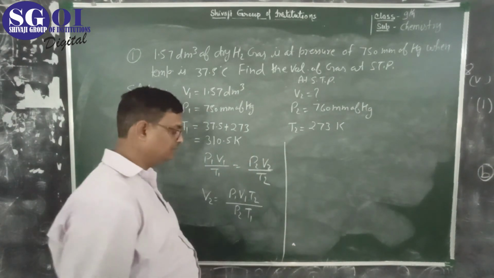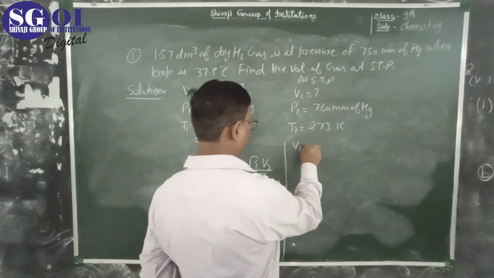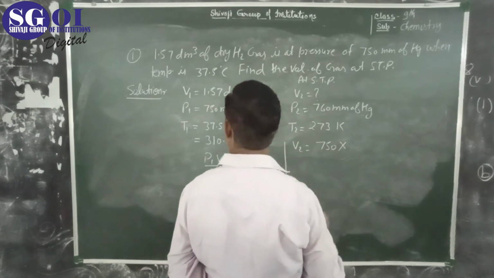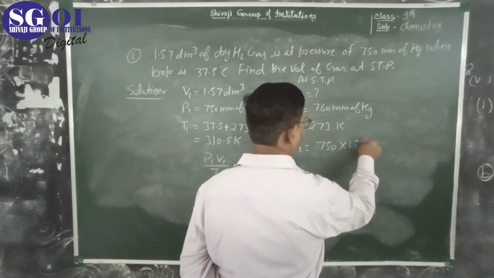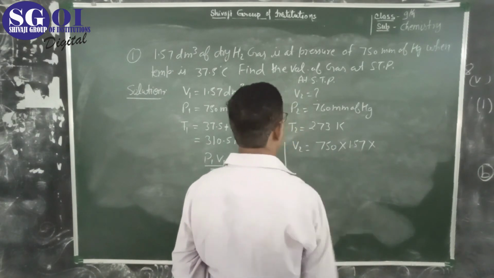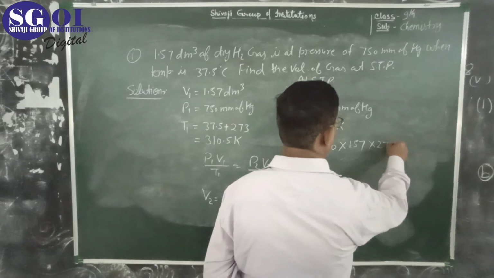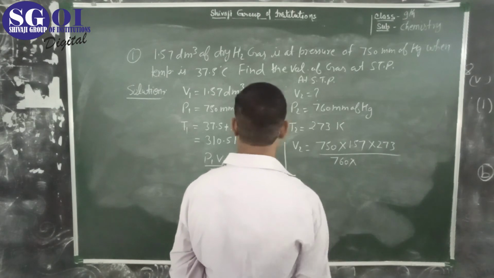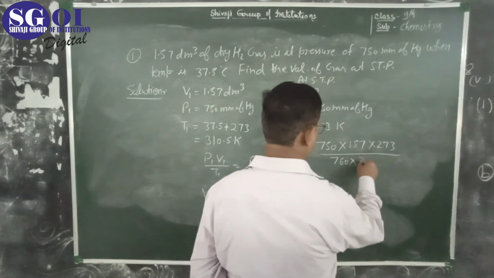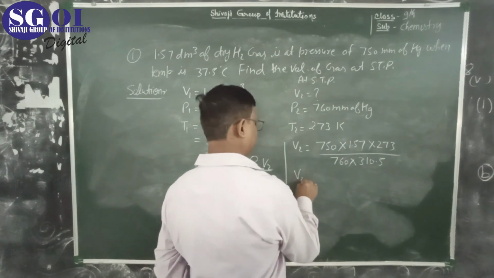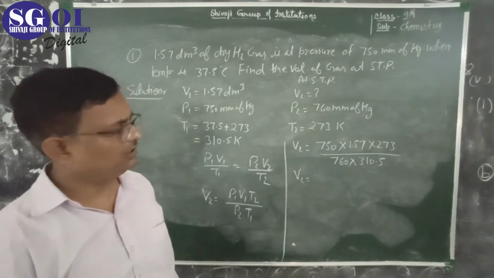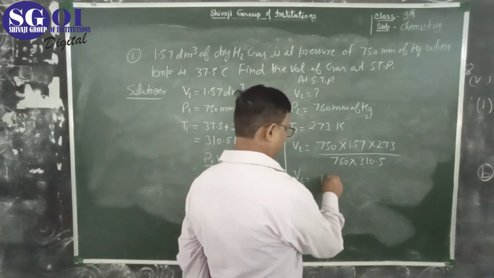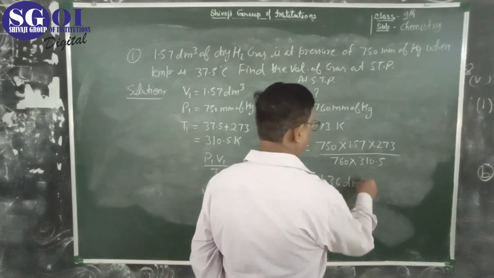Now substitute the values. P1 is 750, initial volume is 1.57 decimeter cube, T2 is 273, P2 is 760, and T1 initial temperature is 310.5. Substitute all the values and solve it. So answer comes out to be, by solving, 1.36 decimeter cube.